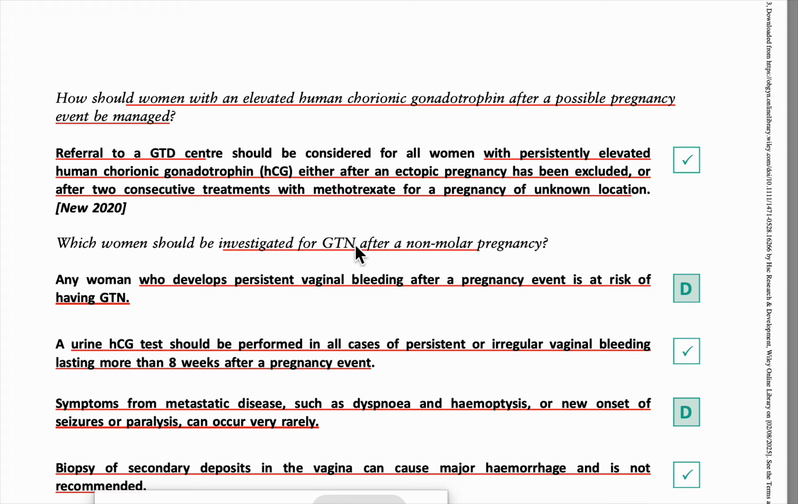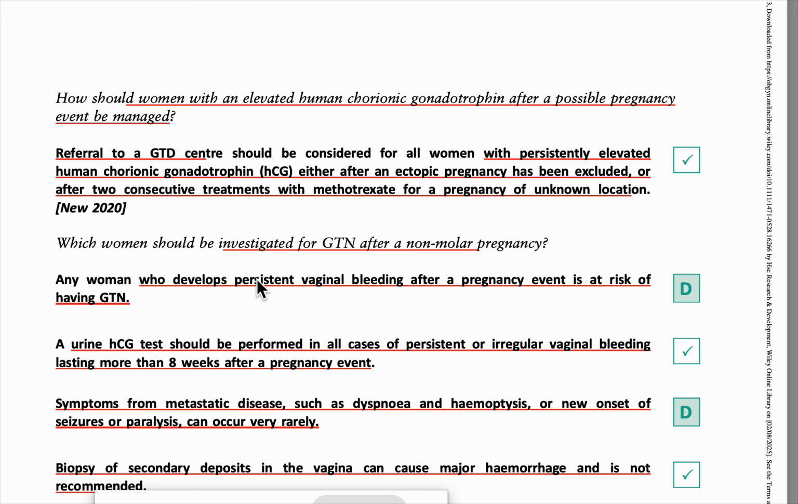What investigation will we do if she has a non-molar pregnancy, like a threatened miscarriage, a complete or incomplete miscarriage, where the uterus is evacuated but she is still bleeding? If she has persistent vaginal bleeding for more than 6 weeks, or 3 weeks after an abortion, or if she delivered a full-term pregnancy and after 6 weeks is still bleeding, she has to go for investigation. The most important investigation is the beta serum HCG level, as it may mean she is going to have a GTN.